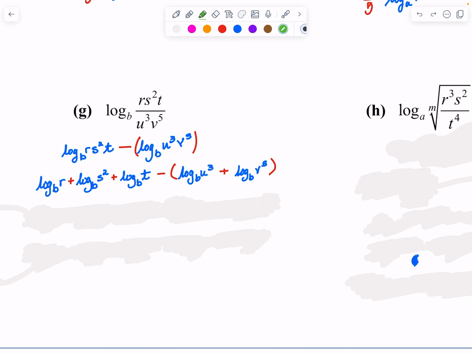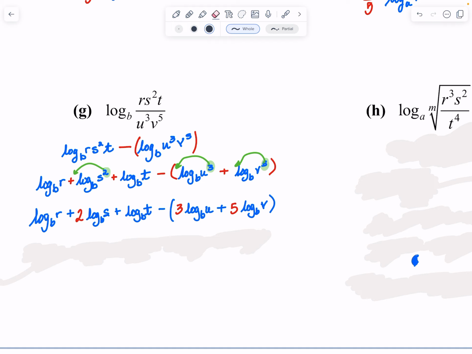Don't forget that you cannot have any exponents. So any exponents you have, you must bring to the front. That's honestly why you do logs most of the time. So I'm going to bring those guys to the front. And then last but not least, I'm going to distribute that negative.